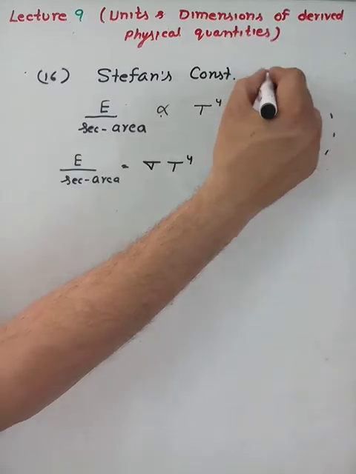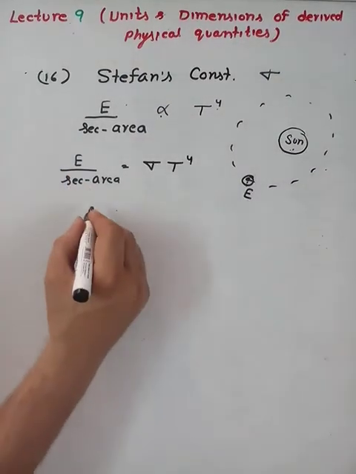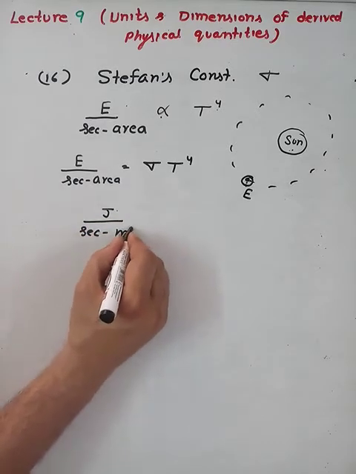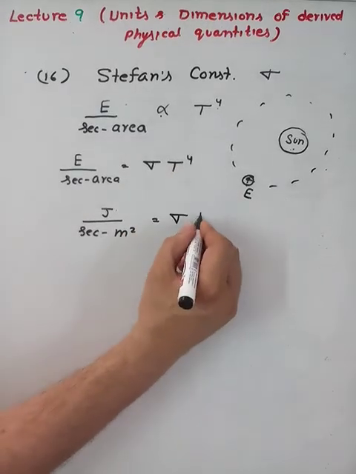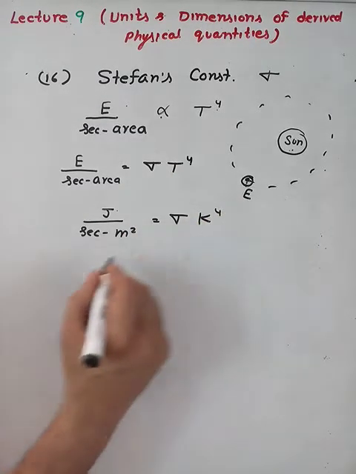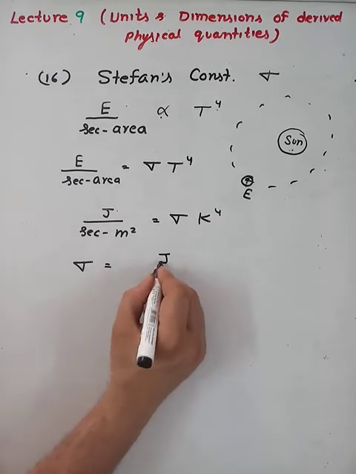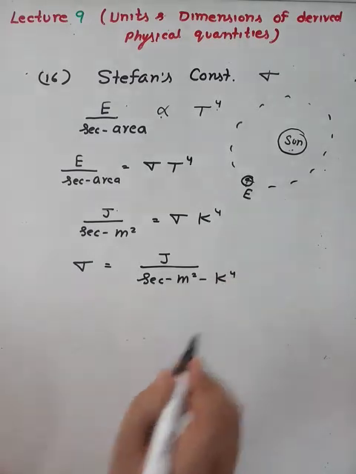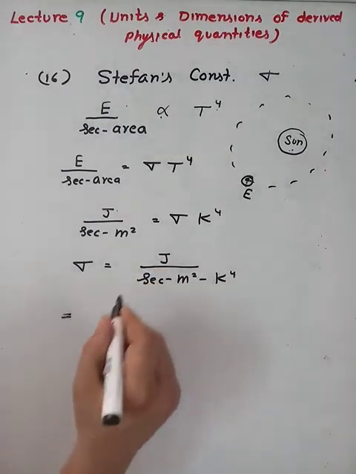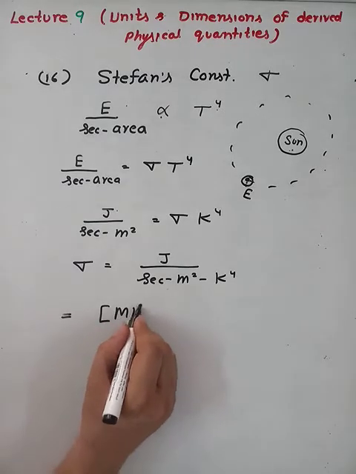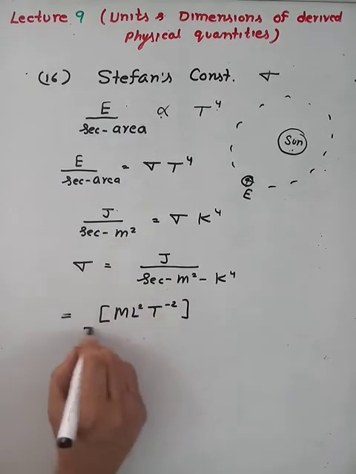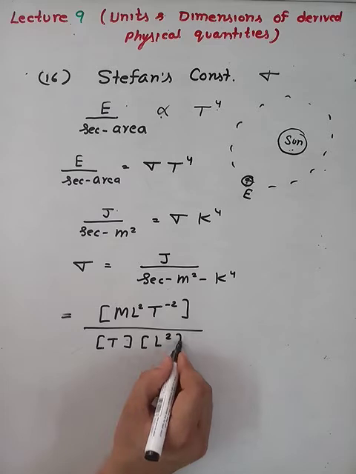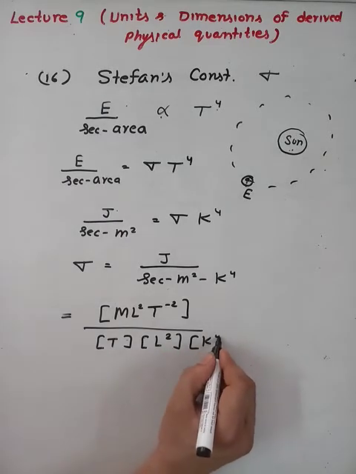This sigma is called Stefan's constant. Unit of energy is joule per second, that of area is meter square, this is sigma, temperature is Kelvin 4. Therefore the unit of sigma is joule per second meter square Kelvin 4. Now the dimension of joule is ML2 T minus 2. That of second is T, meter square is L2, K4.